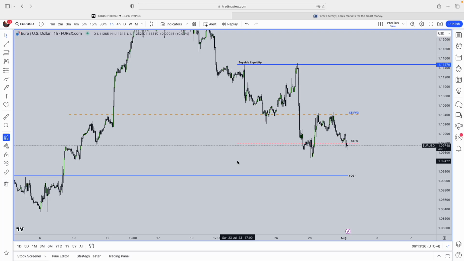So it's Tuesday the 1st of August, pretty sure, or was it the 1st? I don't know, 1st of August. And I'm just going to go through the draw on liquidity for this week, potentially today or the end of the week.